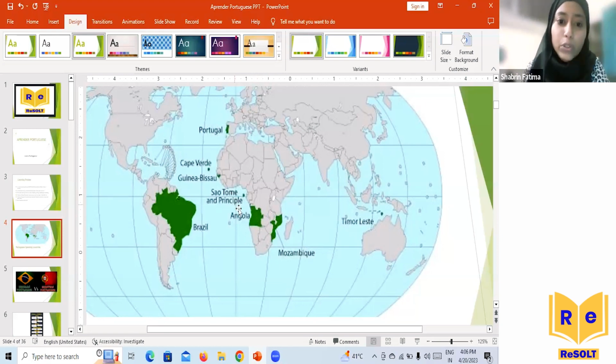We have Sao Tome and Principe, which is an island. Then Guinea-Bissau, which is also a part of Africa. Their official language is also Portuguese. Then we have Cape Verde, which is also an island. And then we have Timor-Leste, also an island, and leste means east. So east is leste in Portuguese. The name of this island is Timor-Leste. These are the countries and islands where Portuguese is an official language, or you can say national language.